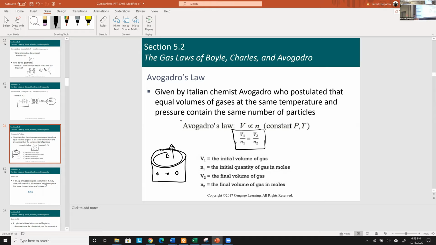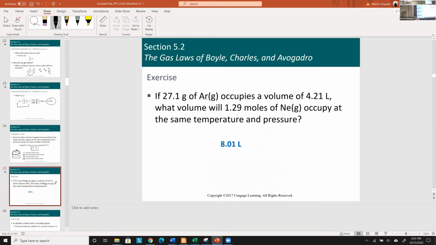N is number of moles. N is not mass. It's just quantity in moles. That's important. And the equation works the same way. So let's do one of these here. If you have 27.1 grams of argon occupying a volume of 4.21 liters, so V1 equals 4.21 liters. What volume, that means V2 is unknown, will 1.29 moles, so N2 is 1.29 moles, of neon occupy at the same temperature and pressure?